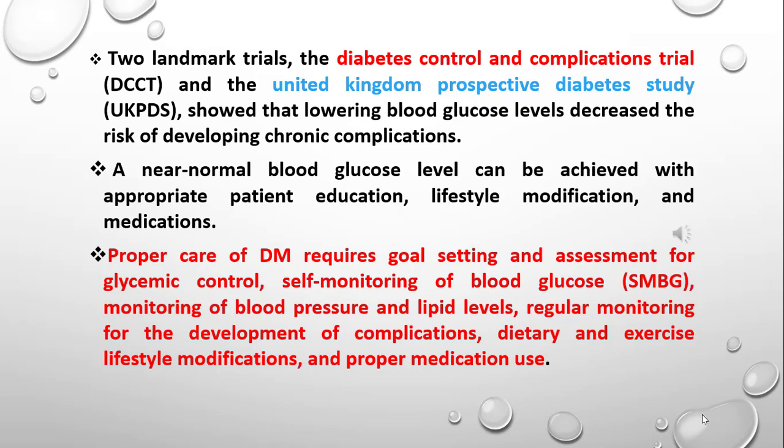We can achieve a normal blood glucose level by educating the patient, lifestyle modification, for example, asking him to exercise, taking proper food with low caloric intake and low glucose, and medications. The proper care of diabetes mellitus requires goal setting and assessment of glycemic control. Self-monitoring of blood glucose, abbreviated as SMBG. Monitoring of blood pressure and lipid levels. Dietary and exercise lifestyle modification and proper medication use.